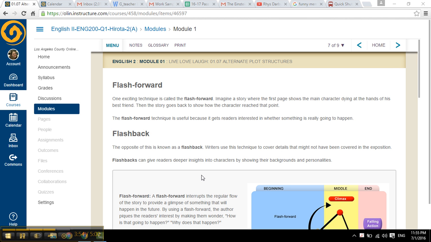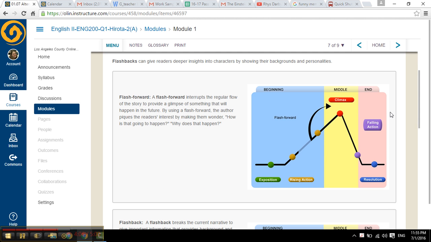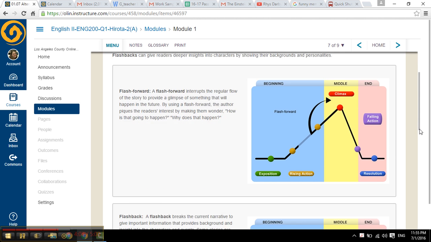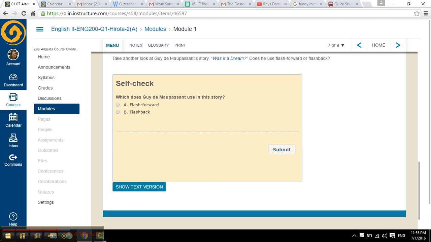Page 7 goes over flash forward and flashback. So read through all this, and I think probably most of you are going to be familiar with flashback. But if you have any questions about it, make sure you let me know. And read through all this, take a look at the chart on both of them, the flash forward and the flashback chart, and then do the little self-check. There's just one question. And then when you're done with that, you go to page 8.